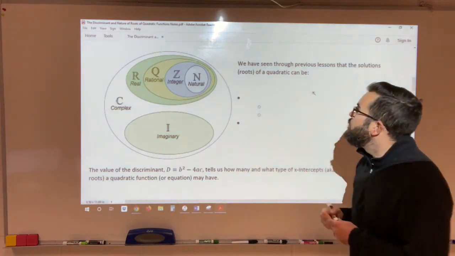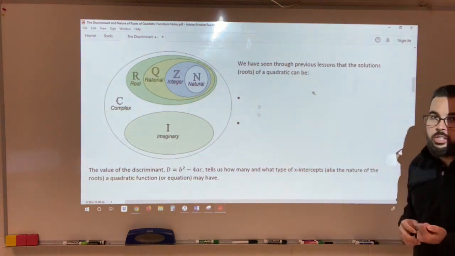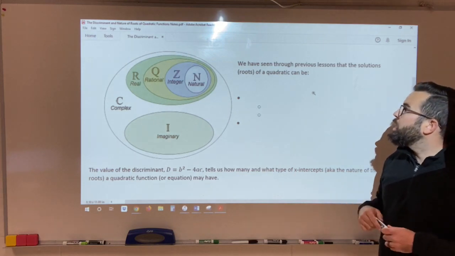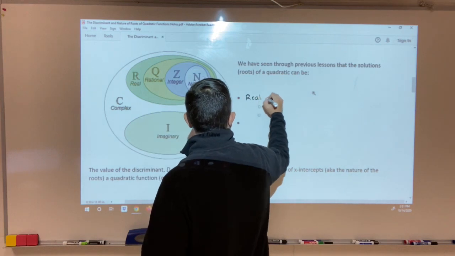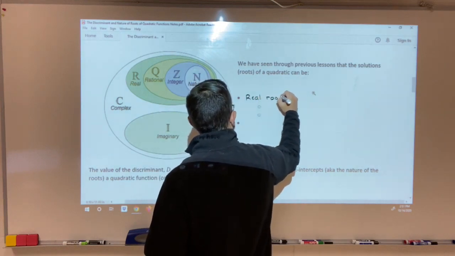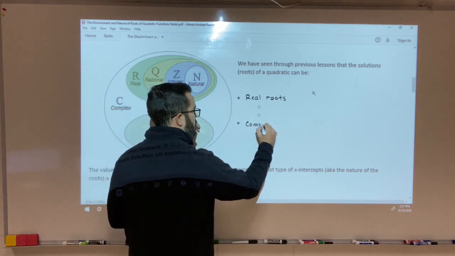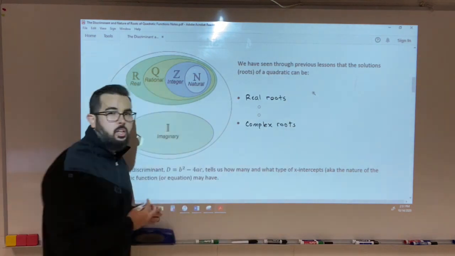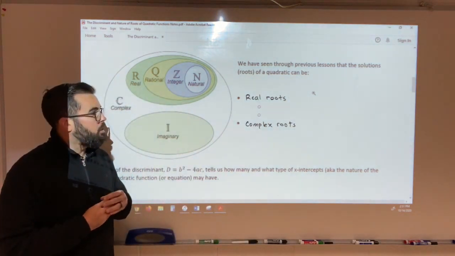Okay, so we have seen through previous lessons that the solutions, which are also called roots or zeros, of a quadratic can either be real roots or real solutions, or complex roots. Okay, we saw that in the lesson from yesterday with the quadratic formula.